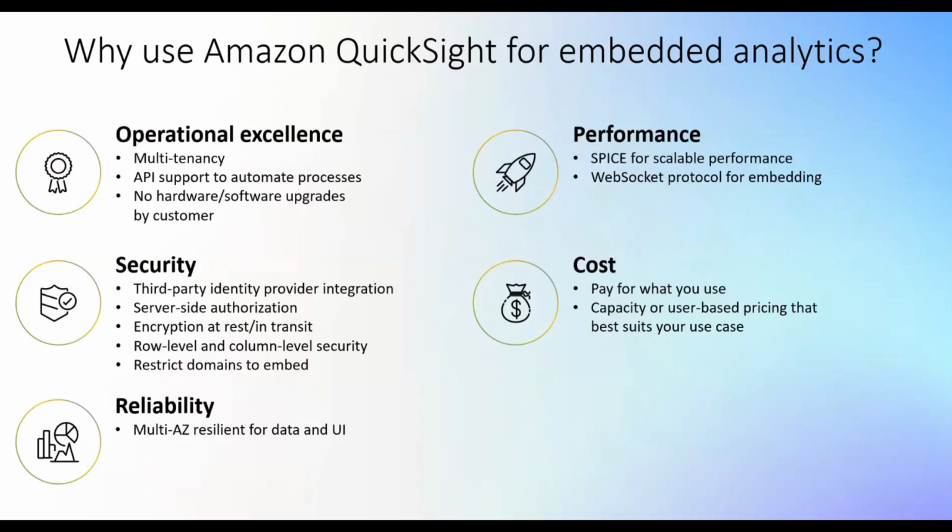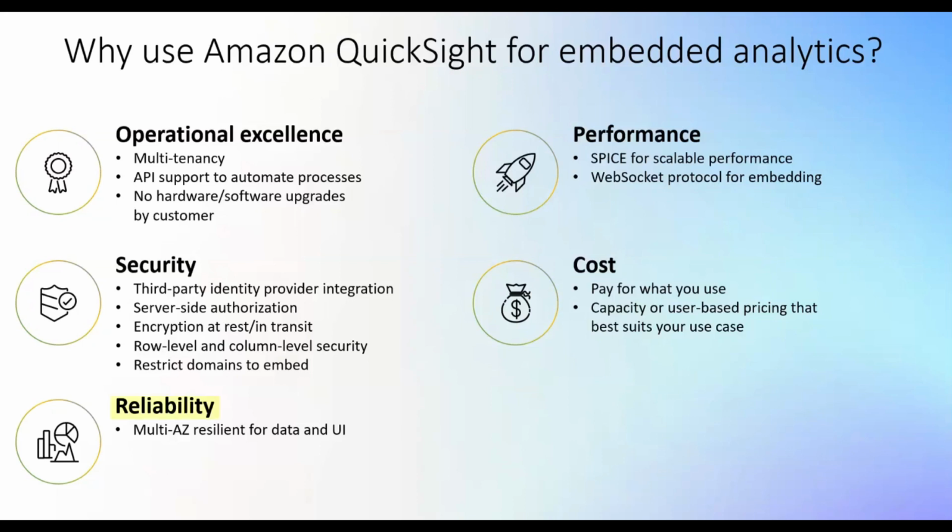And now the second pillar, which is security, where you can see we have integration with a third-party identity provider. We have server-side authorization, and you can perform encryption both at rest and in transit with QuickSight. You can apply row-level and column-level security. You can restrict domains to embed. So we have a bunch of security features to make sure that your data is completely secured.